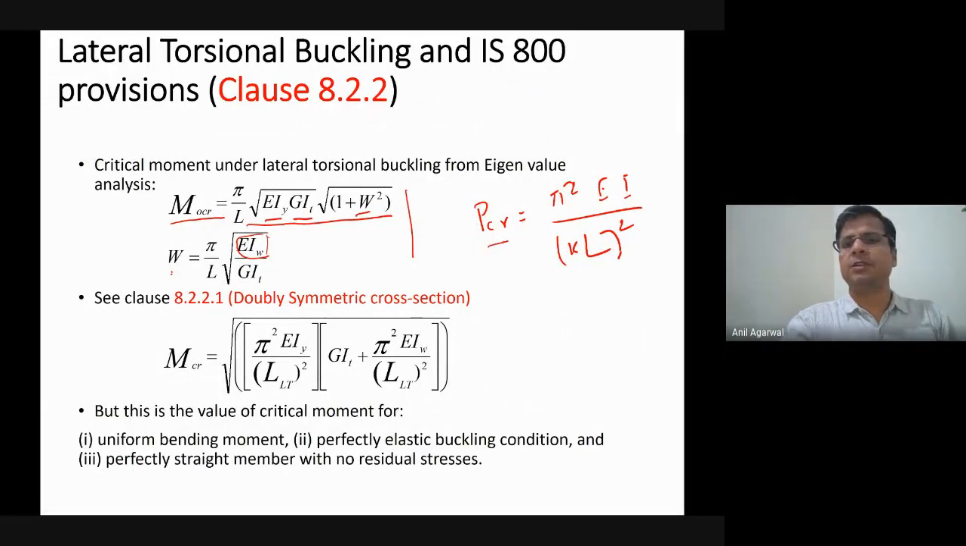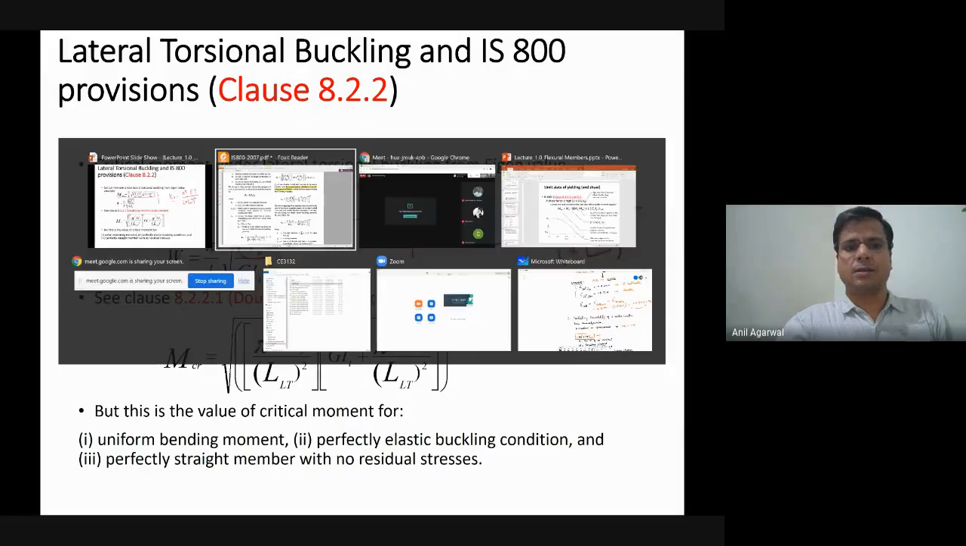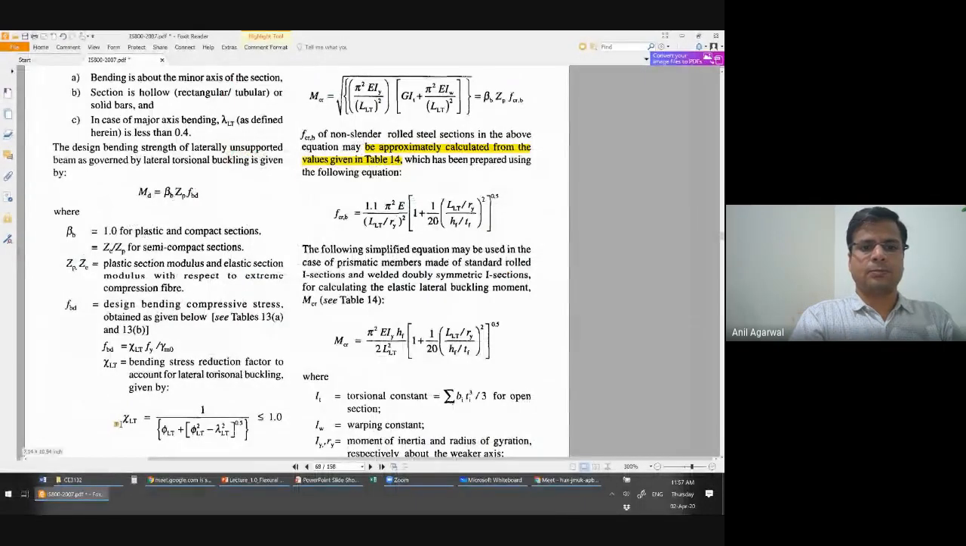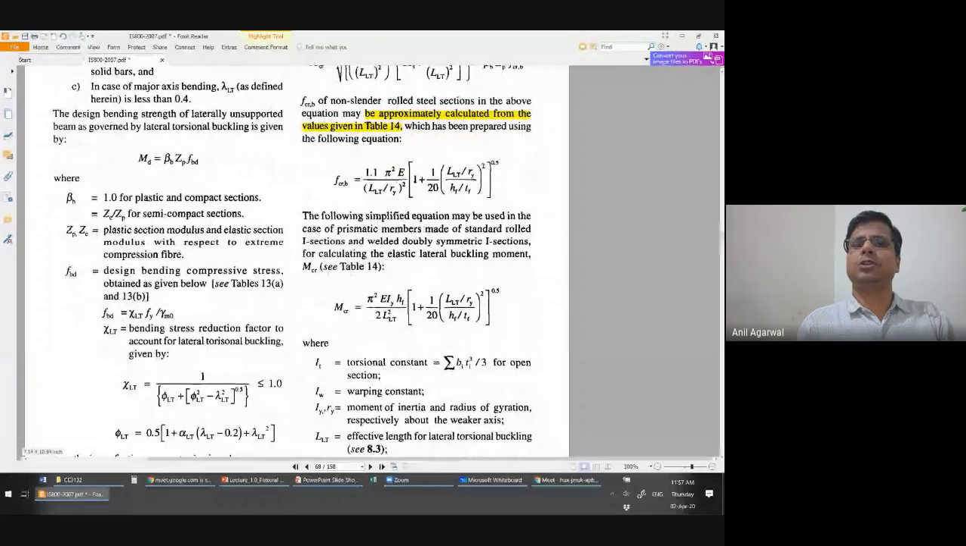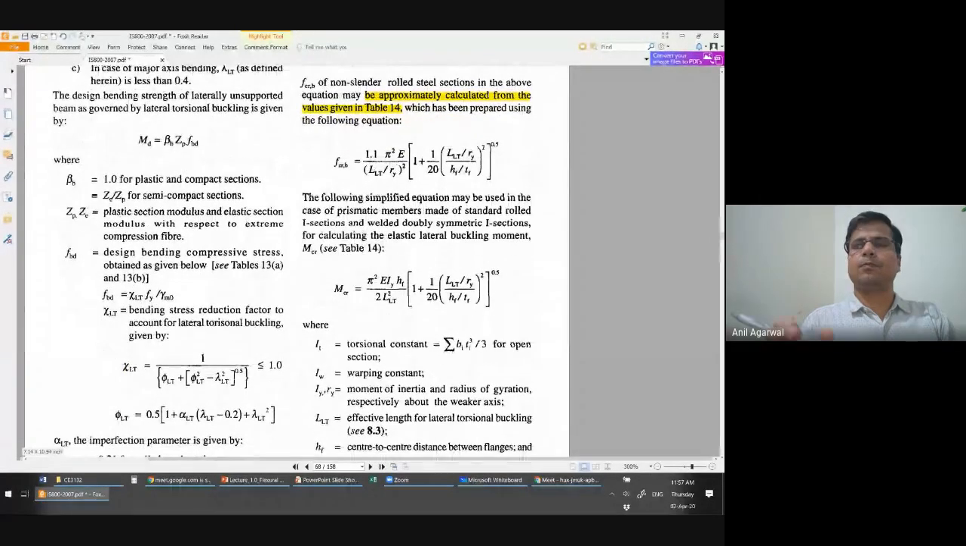You had to calculate PE, right? And PY. And then PE and PY, you had to interpolate between them, and there was a factor chi, like so. This kind of a factor was there, and that factor was used to do the interpolation between P critical, PE and PY.